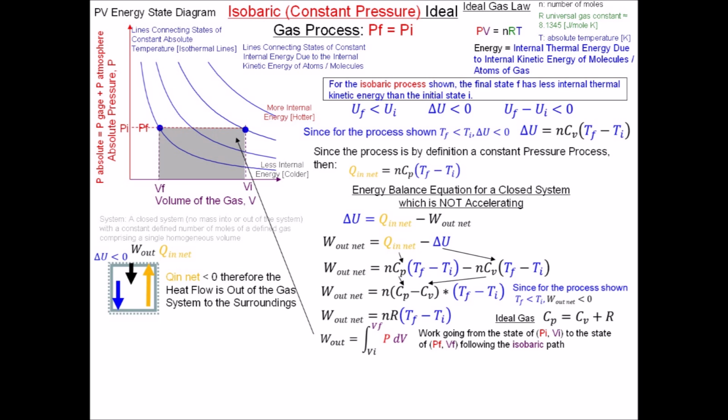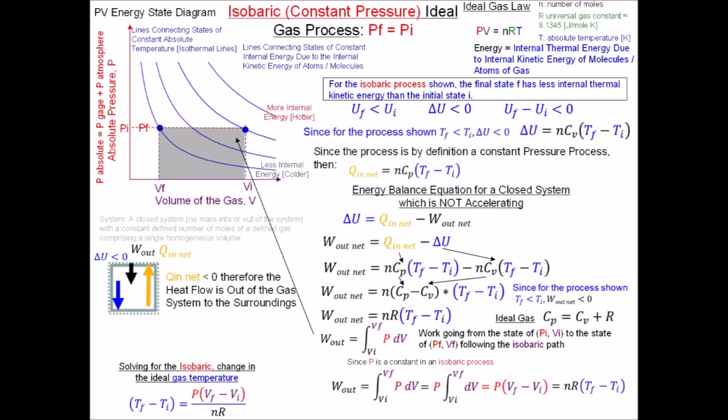We can solve this work as the integral of the pressure dV from the initial volume to the final volume. And for this one unique case where the pressure is constant, it's isobaric. Pressure is constant, therefore it can be taken out of the integral and we essentially end up with P times the integral of dV from the initial volume to the final volume.